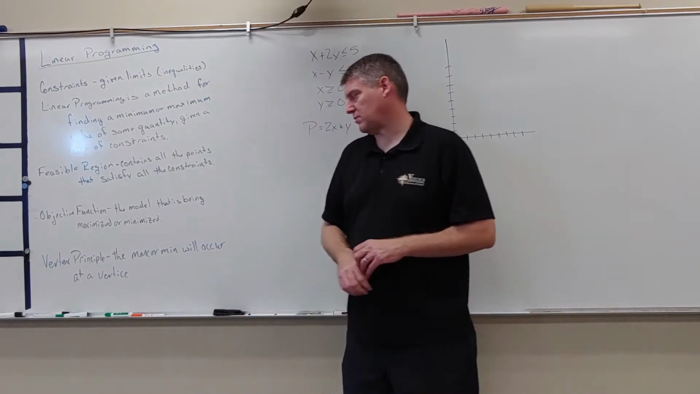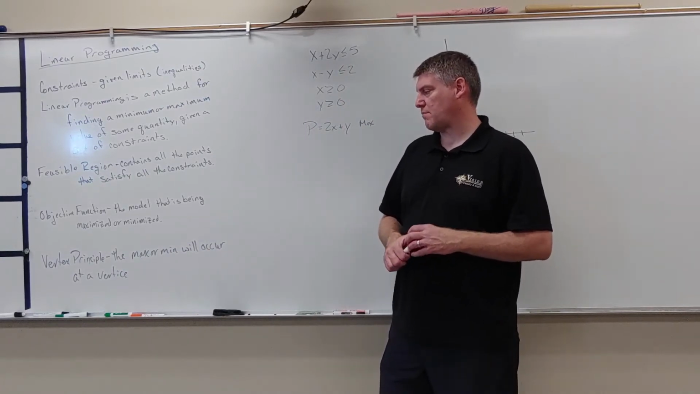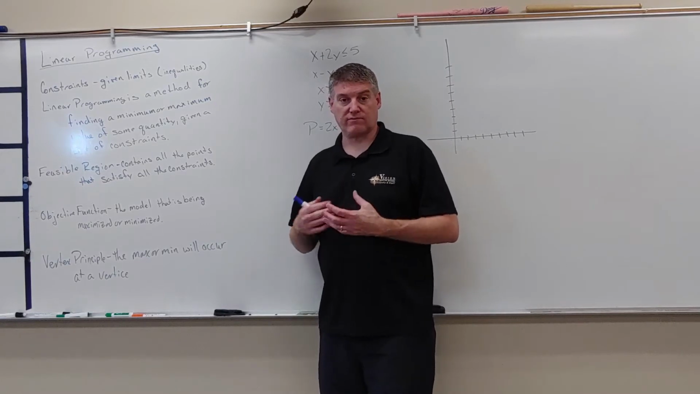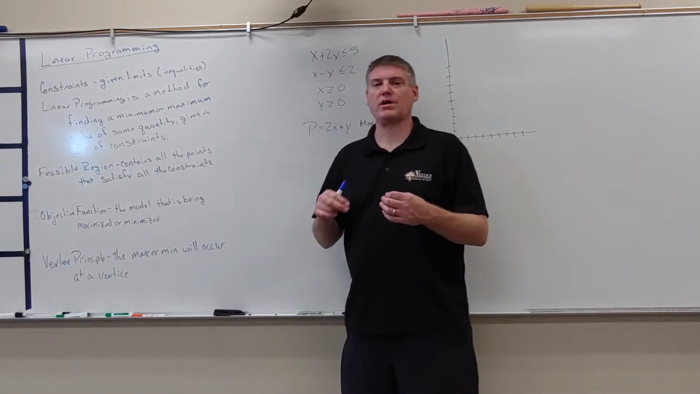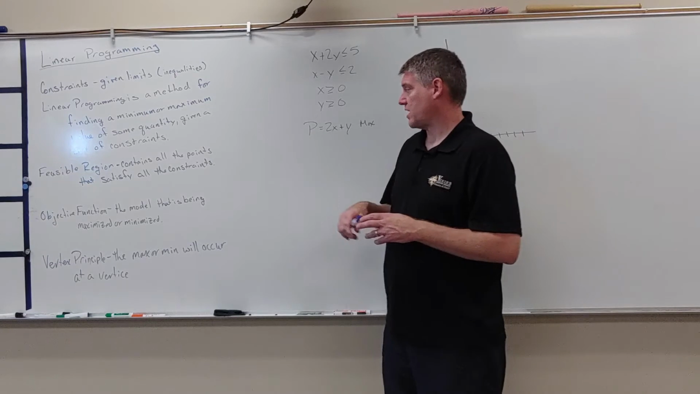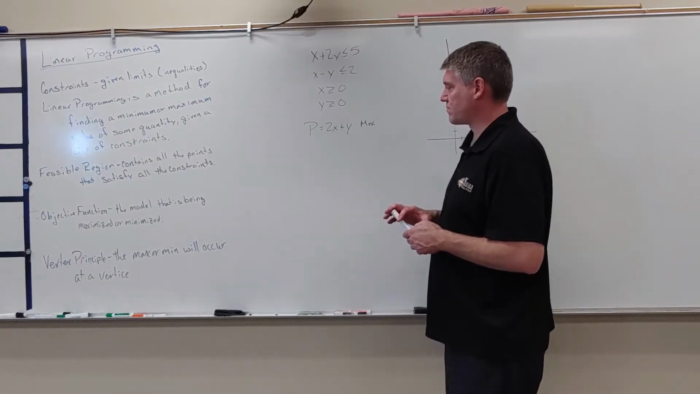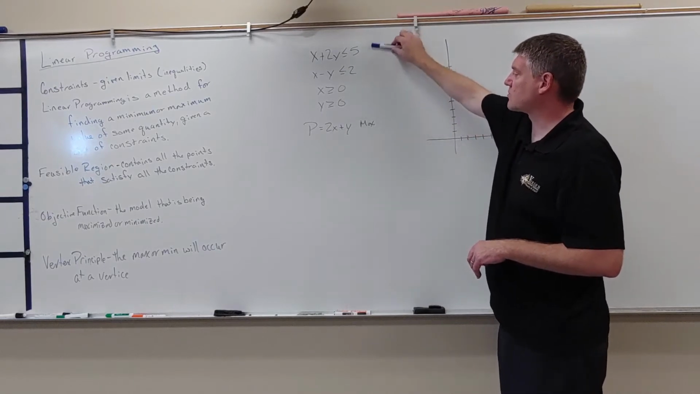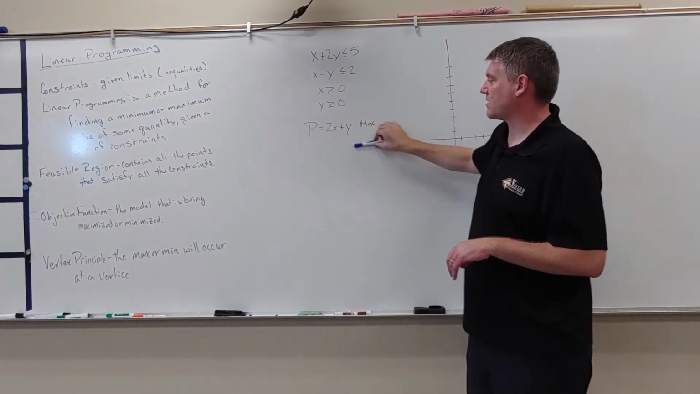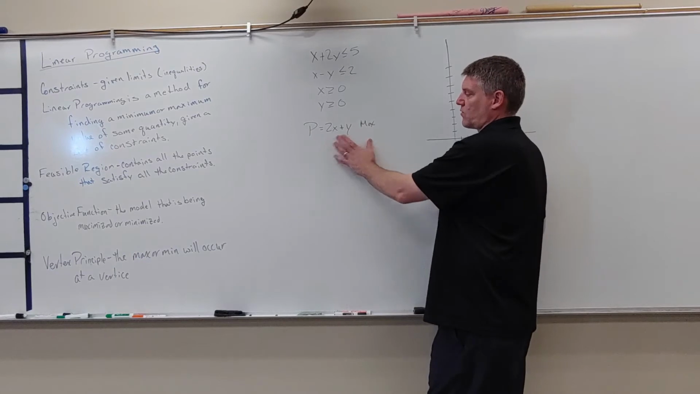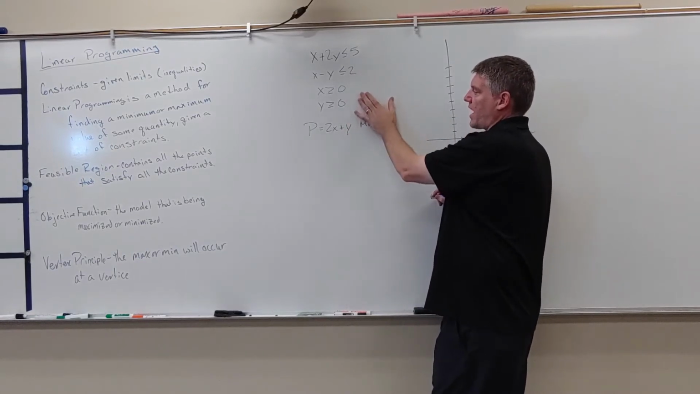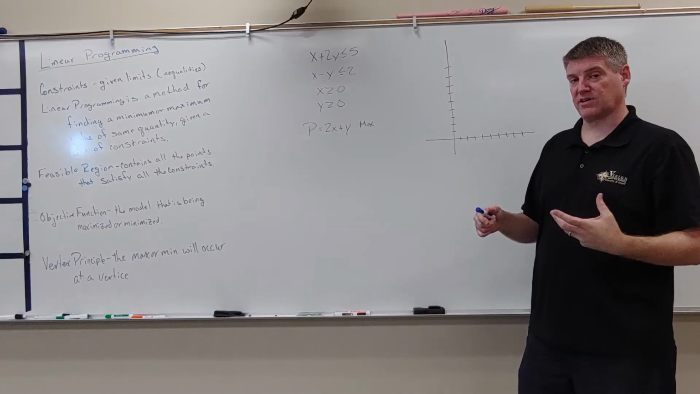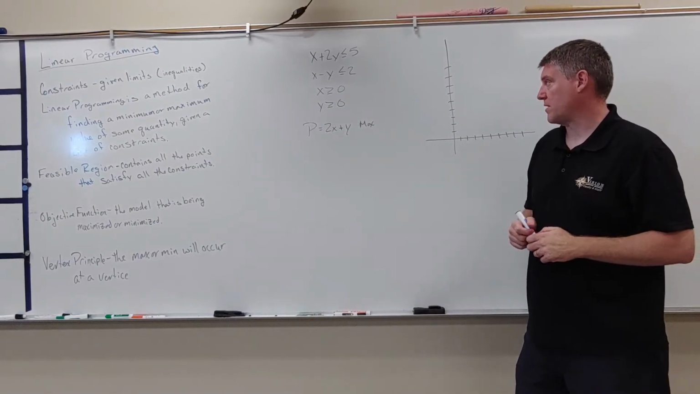The vertex principle: the maximum or minimum will occur at a vertex or vertices. So we're going to test all of our vertices in our objective function. Here's our list of constraints, and here's our objective function. We're going to maximize 2x plus y. We're going to graph these, find our feasible region, find all our vertices, and then plug them in here.